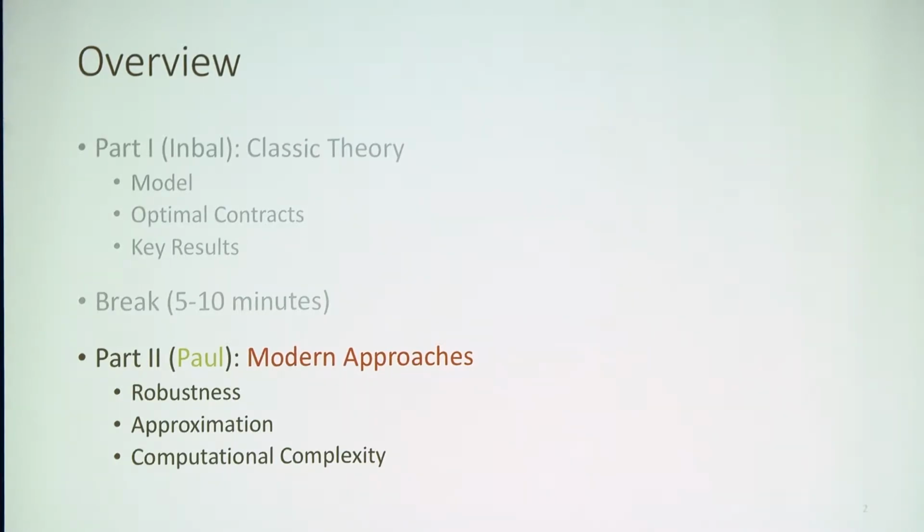My goal in the second half will be a bit different, so we call it modern approaches. So I basically want to give you a, of course, very short and rough introduction into what I think could be a modern theory here, which also leverages ideas from algorithms and computer science to advance contract theory. And I want to do this by focusing on three different topics. One is robustness, one is approximation, and one is computational complexity. Each of these aligns to what I think are the high-level contributions of computer science to economics.